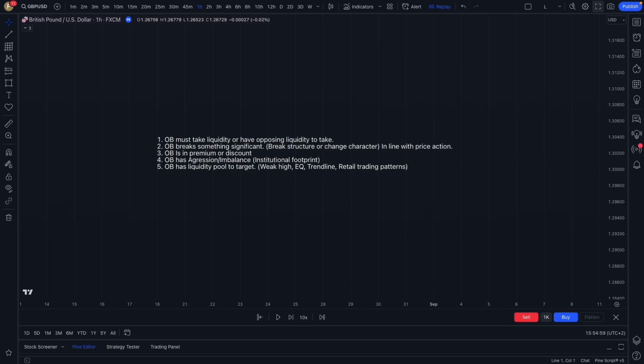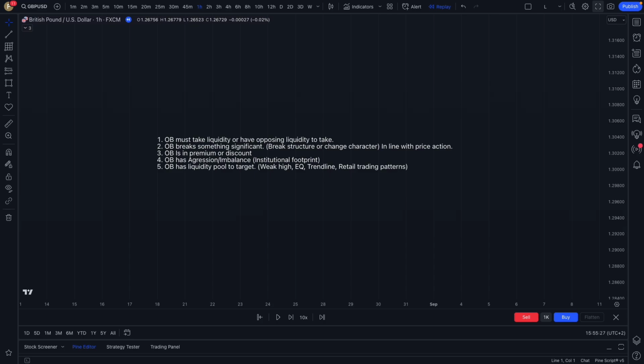The second rule is order block must break structure or change character in line with current price action. The reason for this is very simple, because when price has enough force or strength to break a low or a high, it means big orders came into the market. And what the BFIs will do is they will protect their order, and therefore taking into mind that their orders are stacked at the low or high which broke structure, we can now assume that that high or low is protected and price won't break it.